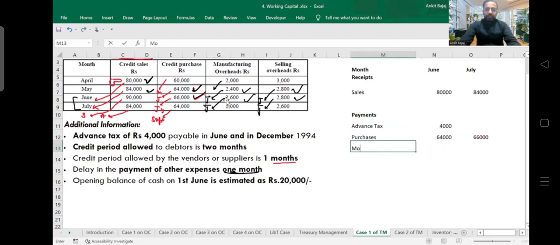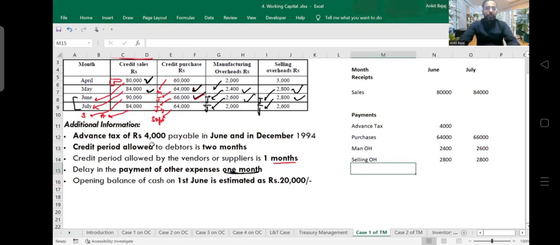Then manufacturing overhead and selling overhead. Which data do I have to take? For manufacturing overhead, I have to take 2,400 and 2,600. And here I have to take 2,800 and 2,800. This data I take.